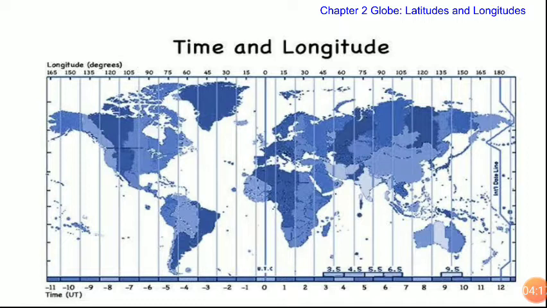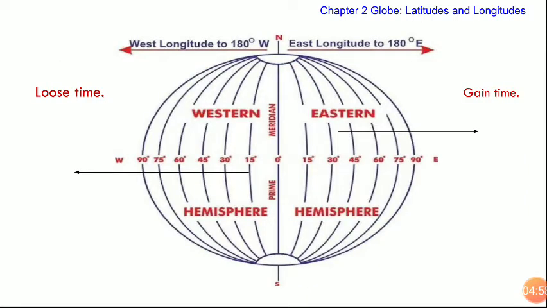Now, why have I given you this picture? This picture is to make you understand that the world is divided into the difference of 15 degrees. If you could just make out 15 to 180 degrees towards the east and 15 to 180 degrees towards the west, just to avoid the confusion. So there is a difference of 15 degree longitude both towards the east and towards the west.